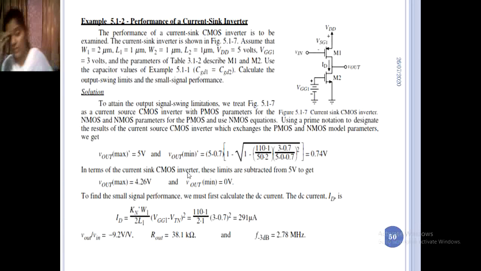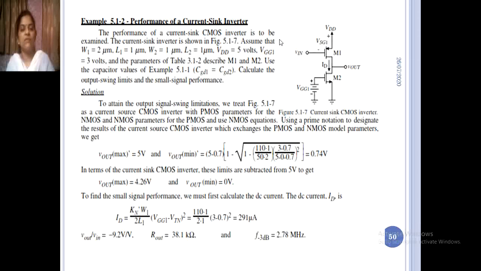So let us see the performance of the current sink inverter. Here the current sink inverter is rearranged. Here the reference that we had is removed and kept. Okay, so the performance of a current sink CMOS inverter is examined.